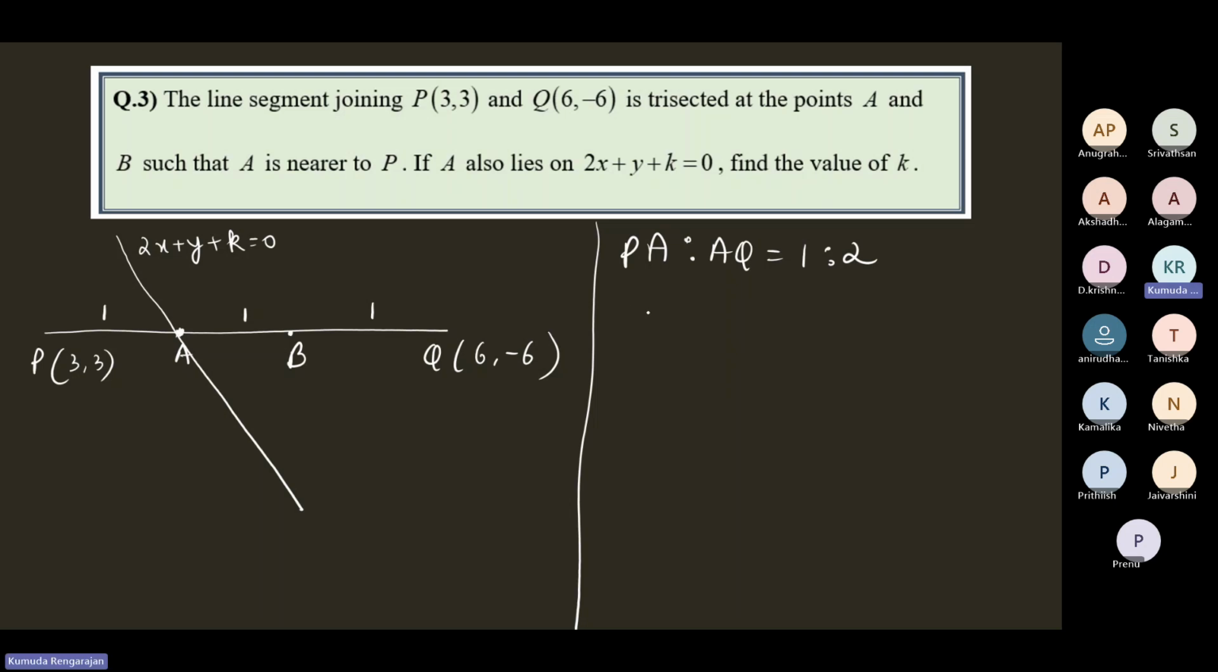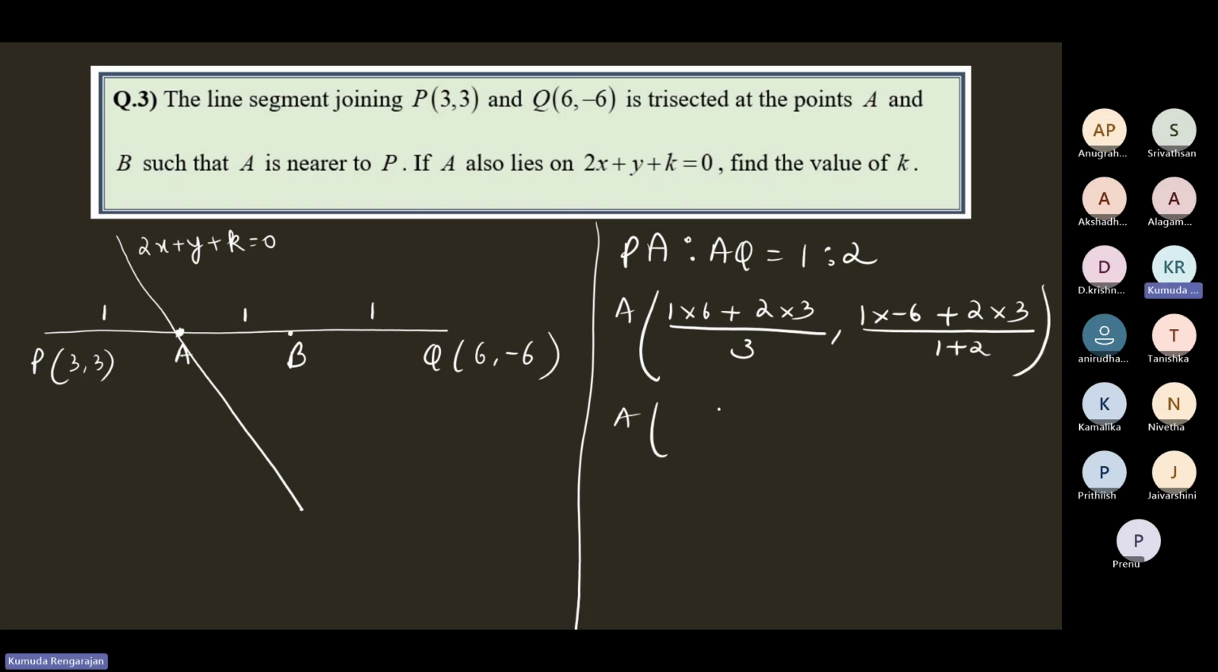So by the section formula, the coordinates of A are (mx2 plus nx1) by (m plus n), (my2 plus ny1) by (m plus n). 6 plus 6, 12 by 3, that is 4; minus 6 plus 6, that is 0. I hope I'm right.